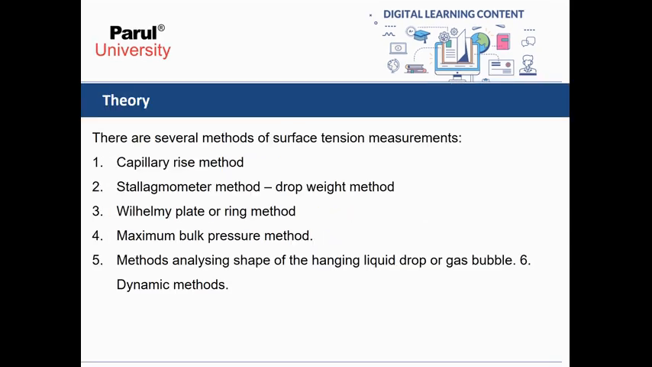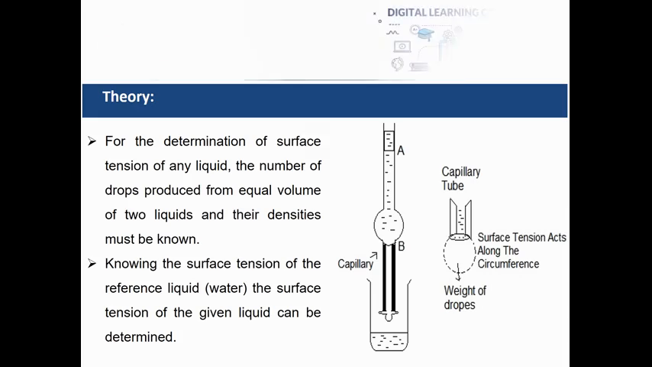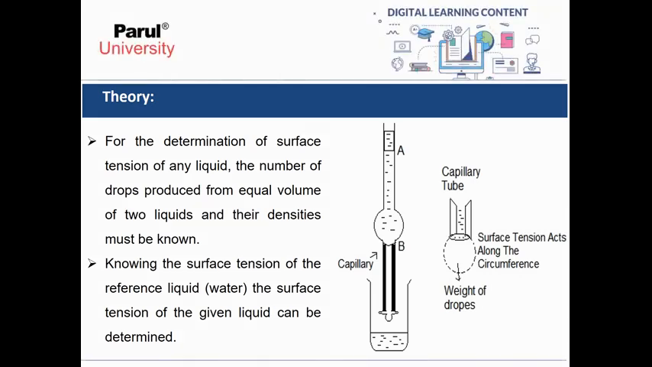There are several methods of surface tension measurement: capillary rise method, stalagometer method, that is the drop weight method, Wilhelmy plate or ring method, maximum bubble pressure method, methods analyzing the shape of a hanging liquid drop or gas bubble, and the dynamic method. For determination of surface tension of any liquid, the number of drops produced from equal volumes of two liquids and their densities must be known.